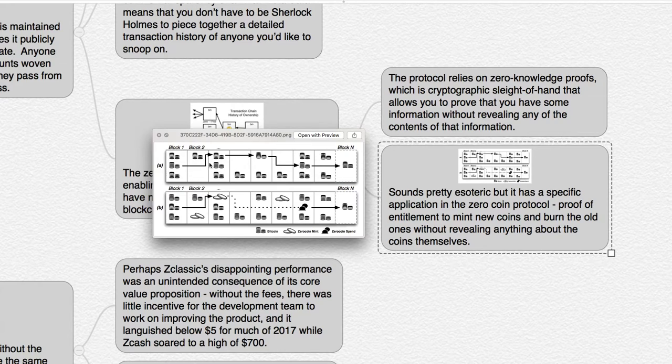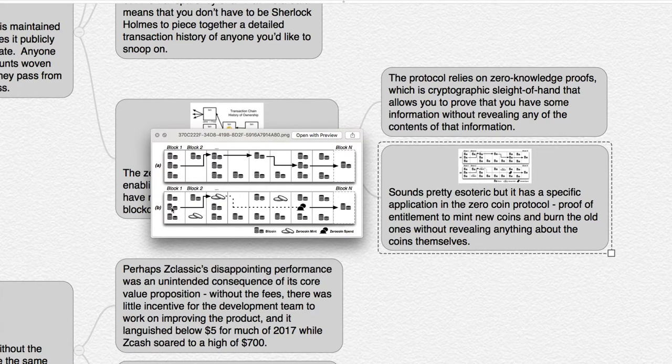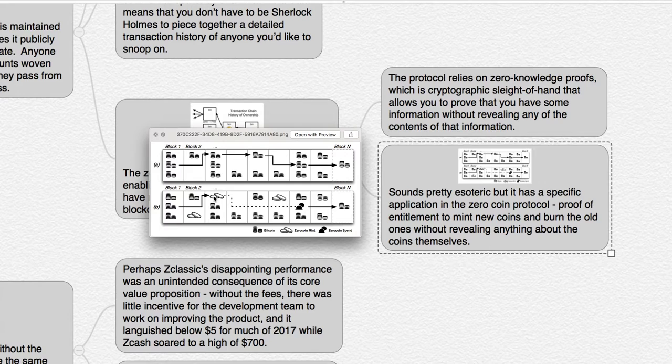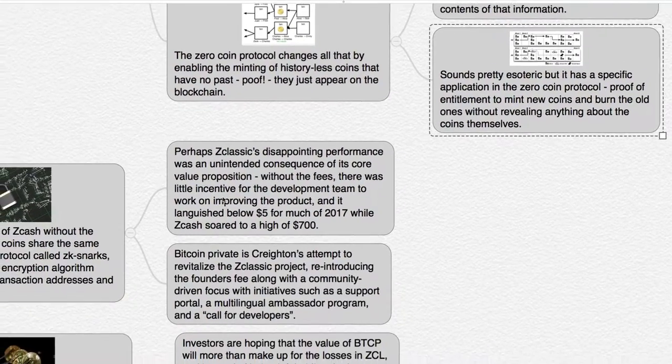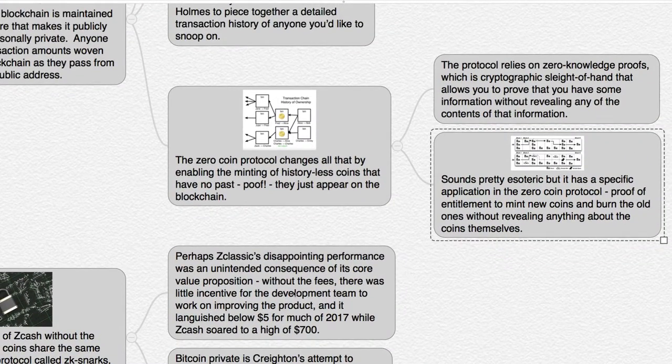coins with no history. Here's a normal blockchain where the coins are woven throughout the blockchain and anybody can follow them. And here's a zero coin blockchain where the coins are minted brand new, so they have no history. They're not linked to the previous coins. What you have to do is use a zero knowledge proof to prove that you're entitled to mint those new coins and burn those old coins without revealing anything about the coins themselves. So no history, no previous transaction data, no sender, receiver, transaction data.